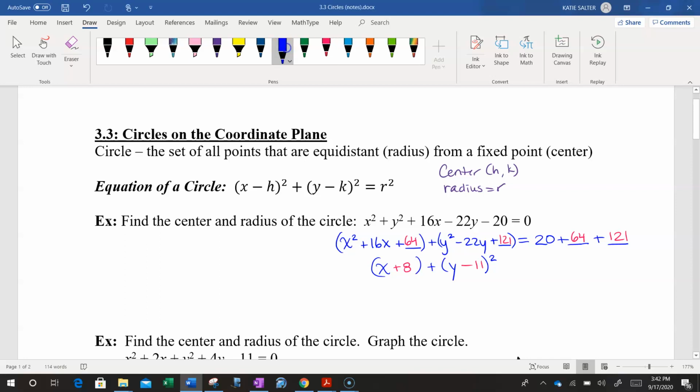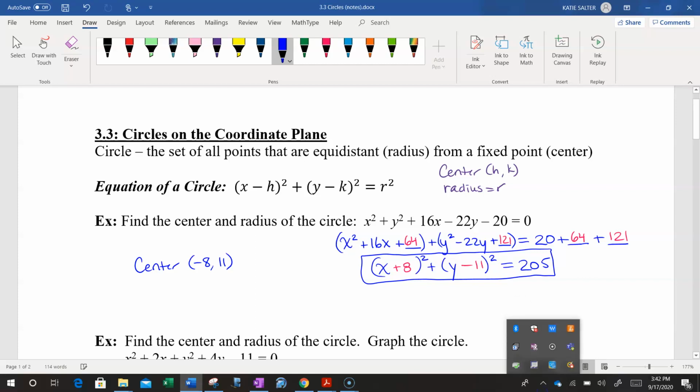And then we're going to come over here to the right-hand side and clean that up. So 20 plus 64 plus 121 is 205. And now we have it in our circle formula, so we can pick out the center and the radius. In this case, the center of this circle would be negative 8, positive 11. You always take the opposite. It's kind of like when we're doing our transformations. Anytime it's inside, you always do the opposite of what you think. So it would be negative 8, positive 11.